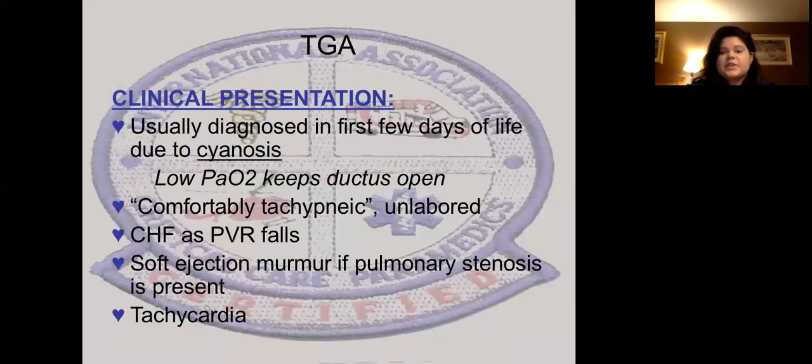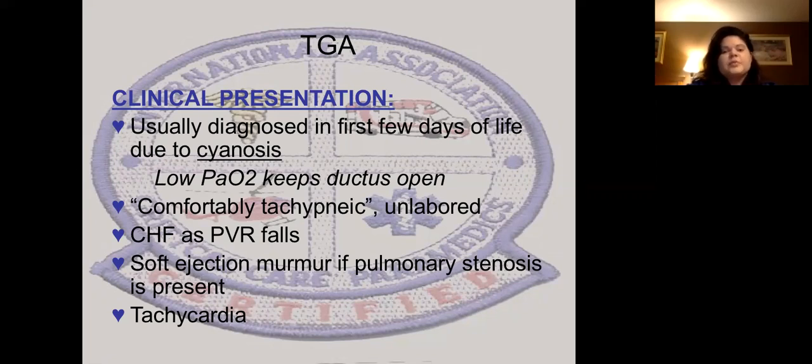They're going to be diagnosed within the first few days of life because they will remain cyanotic. Typically, after a child's born, they only remain cyanotic, I would say, up to a few hours, and then that should resolve. But these kids, they never lose that. They're going to have a low PaO2, which keeps your ductus open.